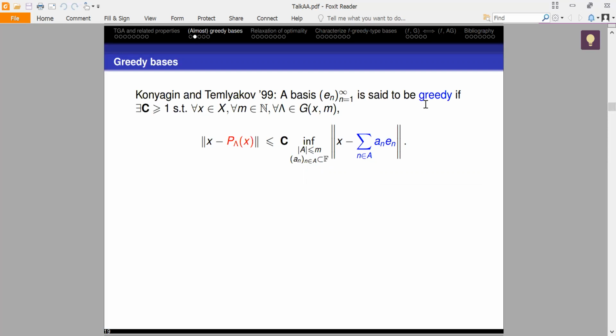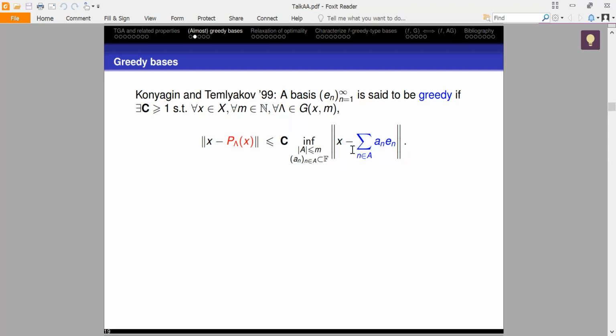They define a basis to be greedy if it satisfies this inequality. This inequality says that if you look at the error coming from the TGA, this is the distance between x and the greedy sum. It is always bounded by the distance between x and any linear combination of vectors in the basis. Then the basis is said to be greedy.